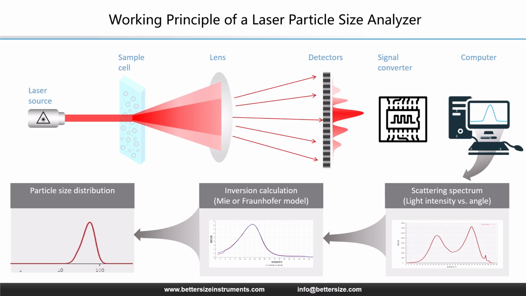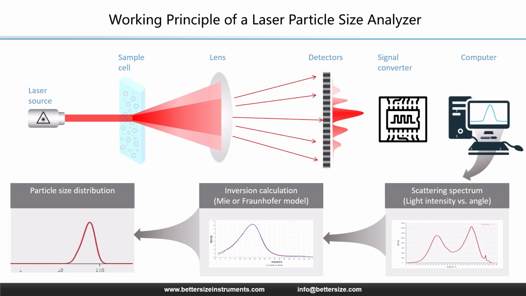Then the data. The detectors take that physical light and turn it into a digital electrical signal via the signal converter. At this point, we don't have a size yet. We have what you see in the bottom right, a scattering spectrum. This is the raw data, intensity versus angle.